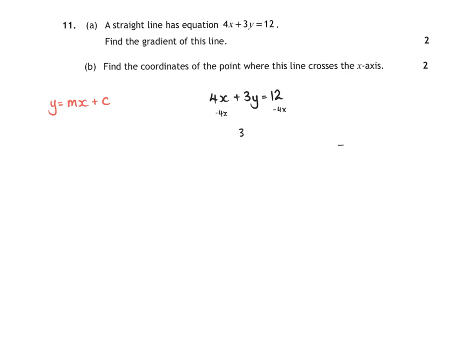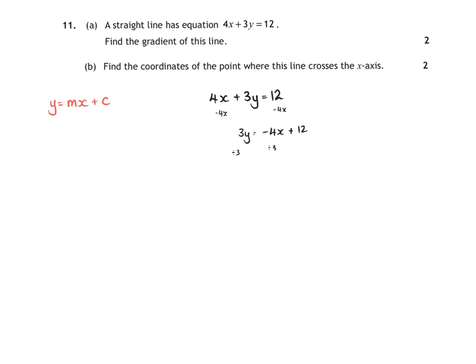Okay, so we're going to get 3y is equal to negative 4x plus 12. Just to keep it in the same format, we could have done 12 take away 4x, but we want our formula to be in y equals mx plus c, not y equals c plus mx, so we'll keep it this way. Okay, so now to get our formula so that it's just y, because we can't have 3y, we just need y on its own, we need to divide both sides by 3.